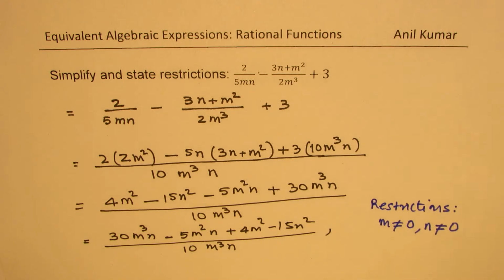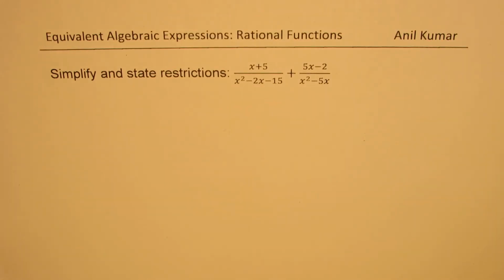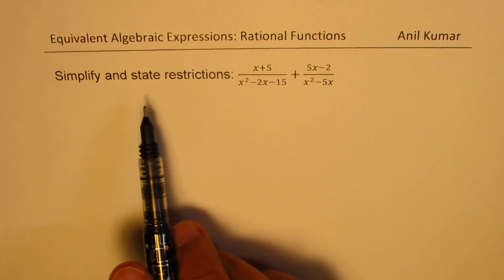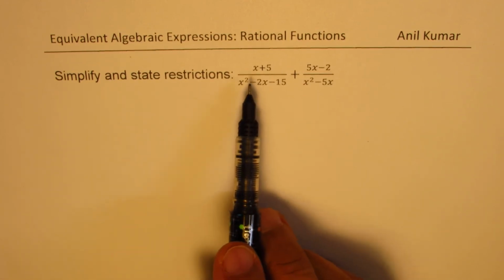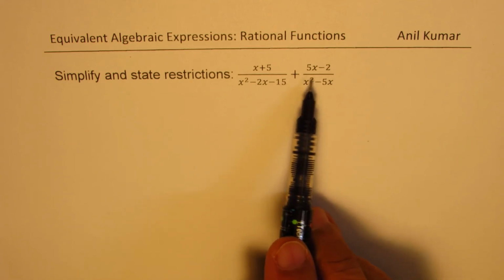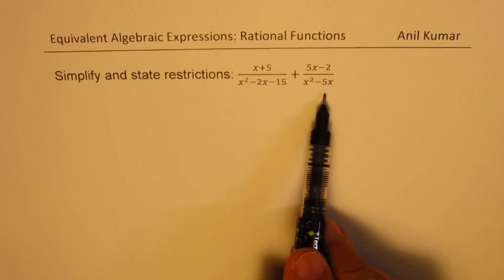Now here is the last example, slightly more complicated. I would like you to do this and then you can take up unit test on this particular chapter. I hope that will make sense. Once you have done, then you check with my solution. We need to simplify and state restrictions for x plus 5 over x square minus 2x minus 15 plus 5x minus 2 over x square minus 5x.